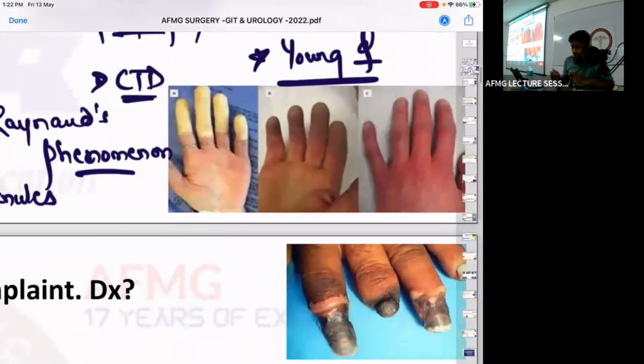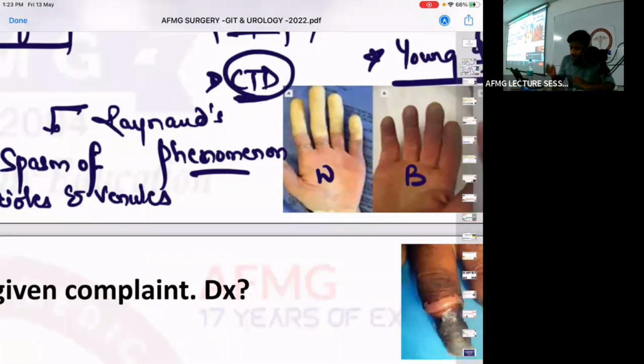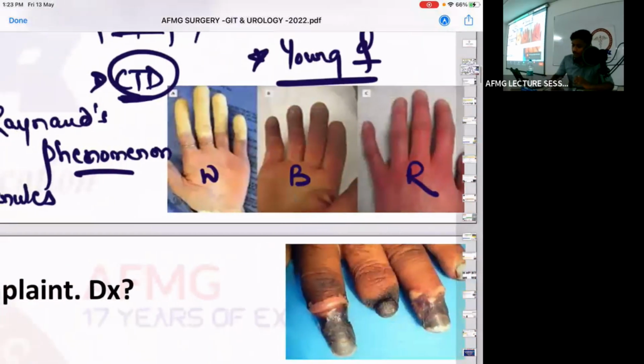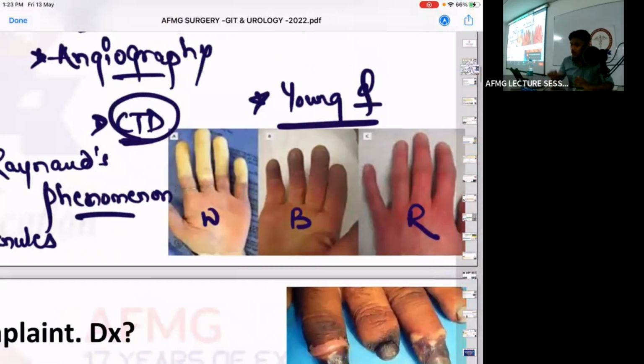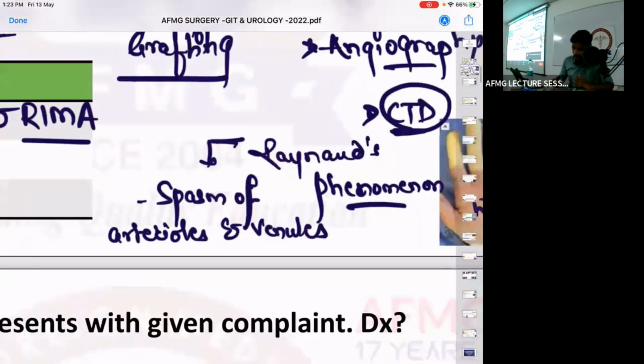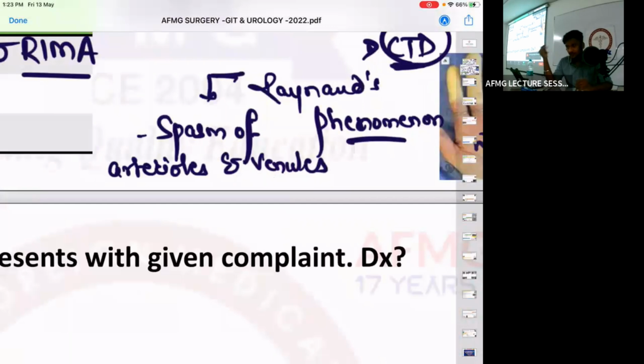What are the color changes which are seen? First there would be white. WBR is the mnemonic. First change would be white, second change blue, and third change red. In which phenomena? Associated with which diseases? Connective tissue diseases. More commonly seen in whom? More commonly seen in young females. It is due to spasm of arterioles and venous. No issues with this, anybody?